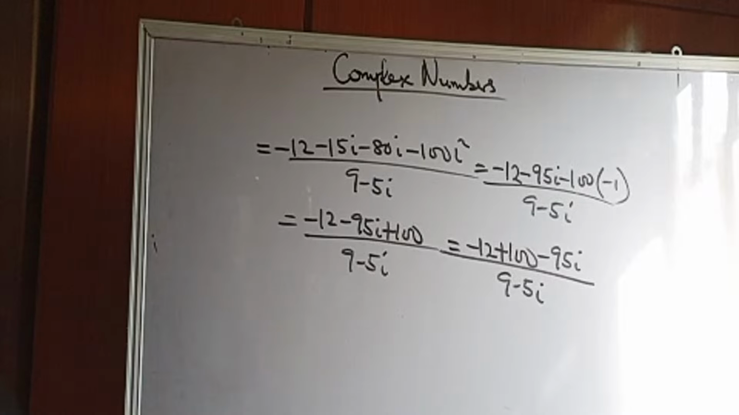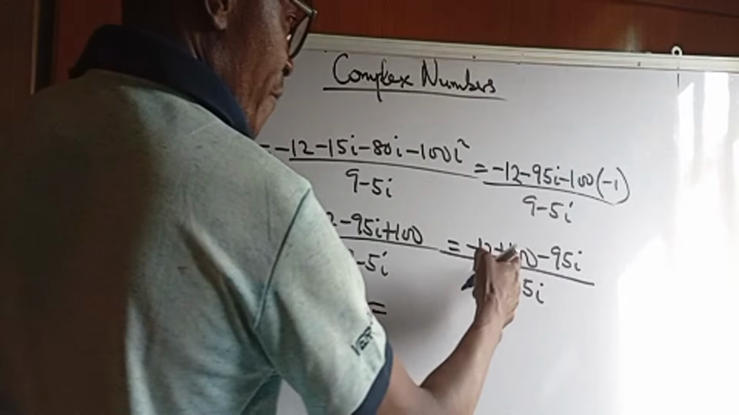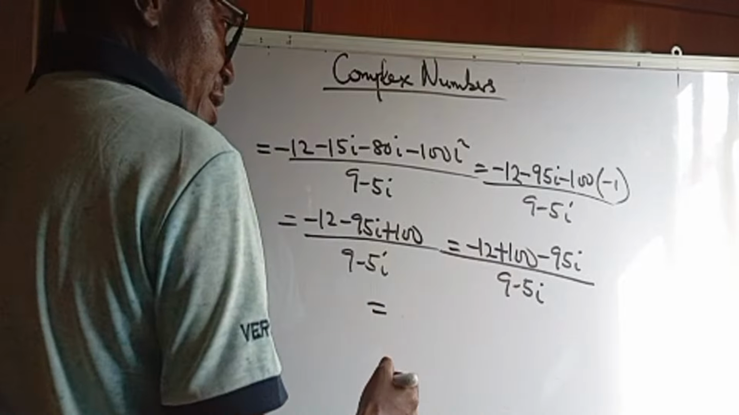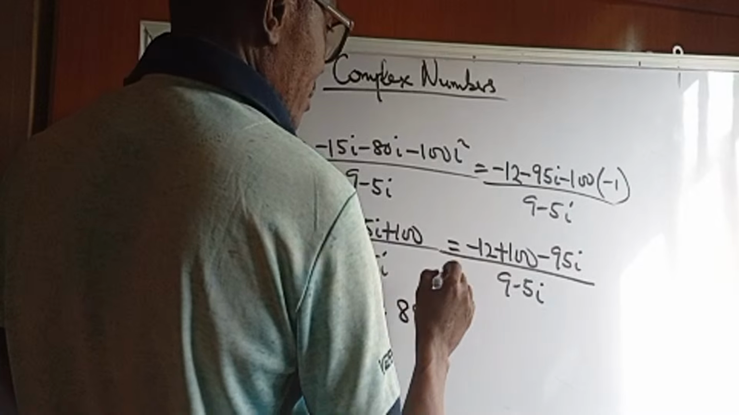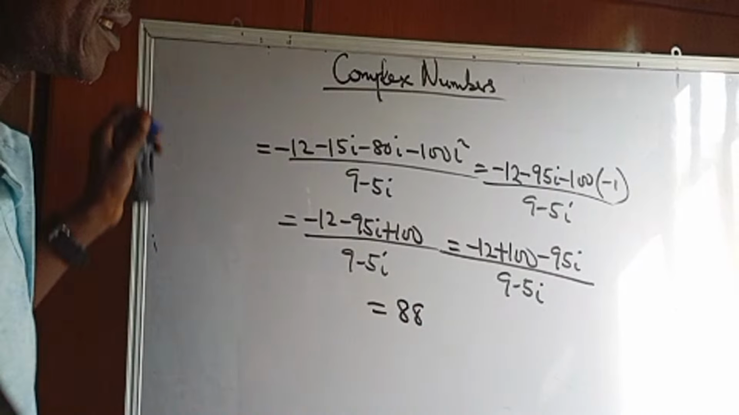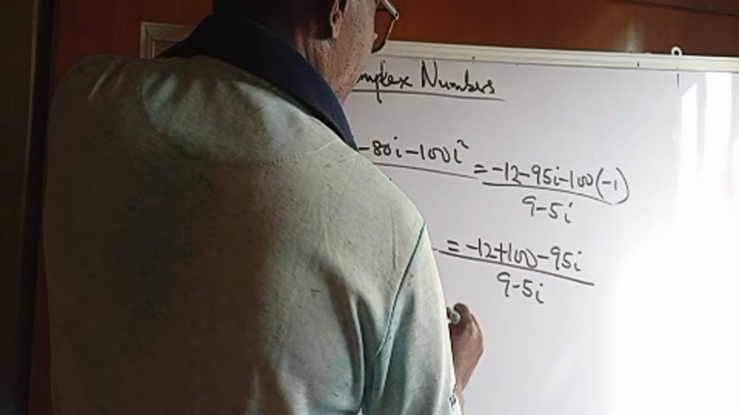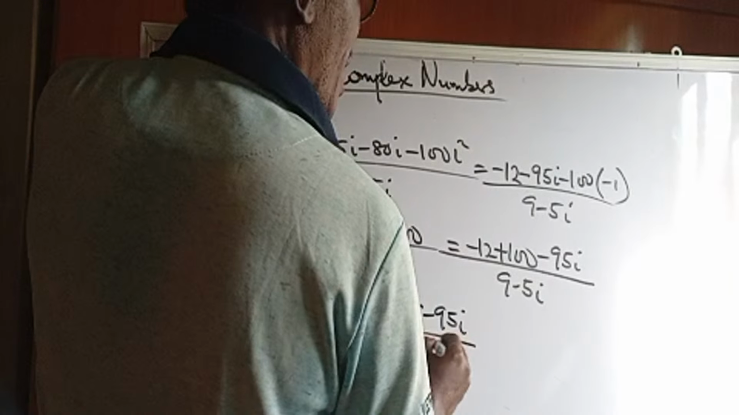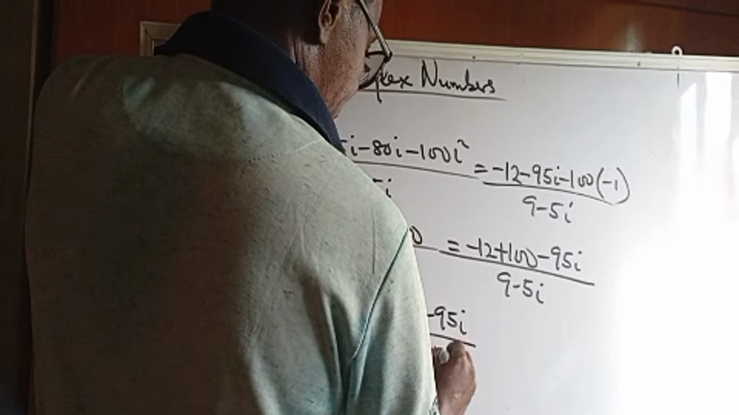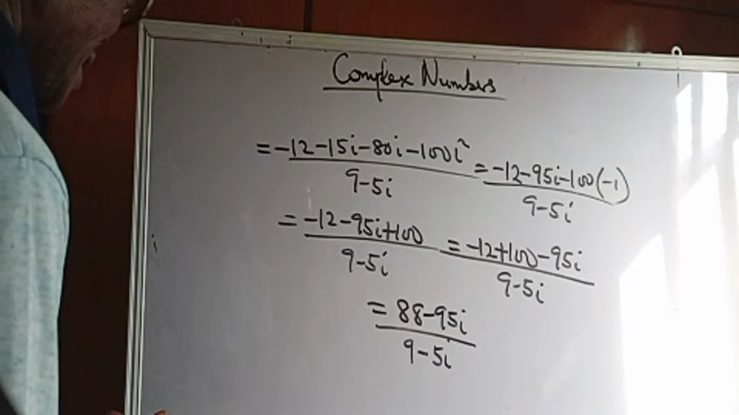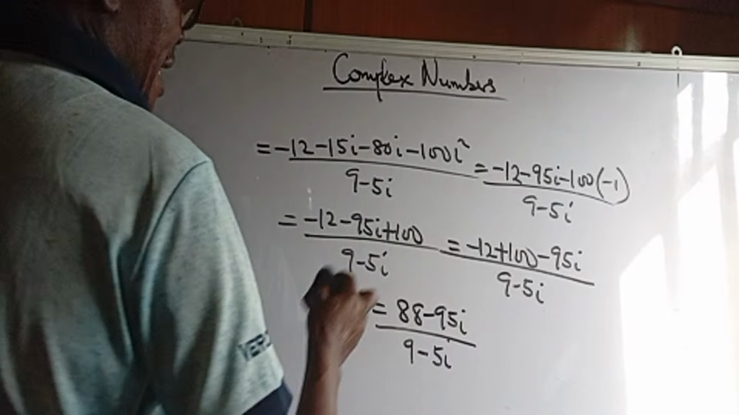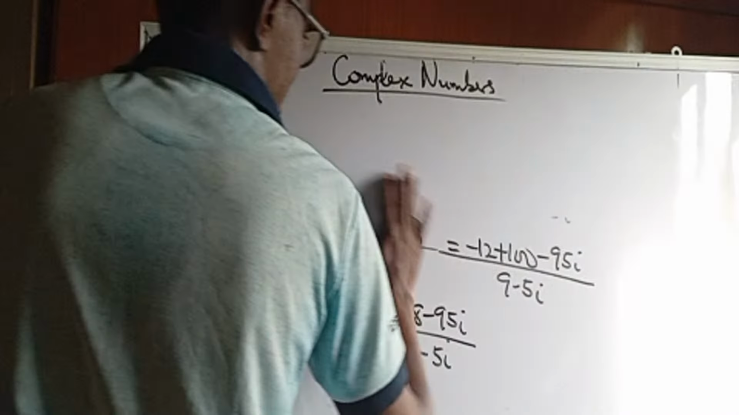So that means minus 12 plus 100, that's 88. Yes, that's 88. Minus 95i all over 9 minus 5i. So the next step is to rationalize by the conjugate of the denominator.